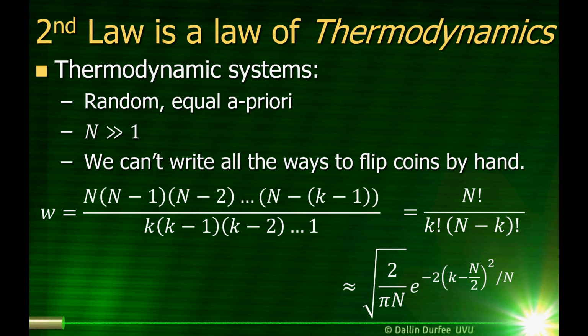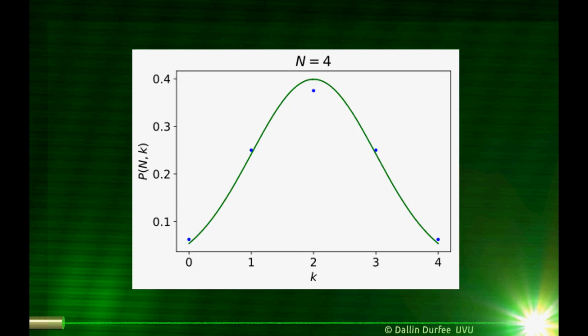So I'm going to make some plots where I'm going to show what happens as we go to more and more coins. And the blue dots represent calculating directly, and the green is that approximation. So for a small number of coins, the approximation isn't great, but it gets better as we get larger numbers of coins. But that's not important. What I want you to see is what happens as we go to larger and larger numbers of coins.